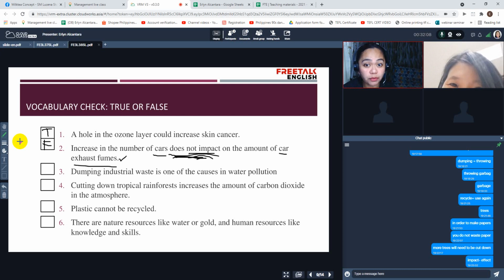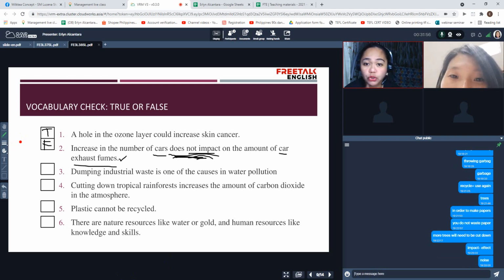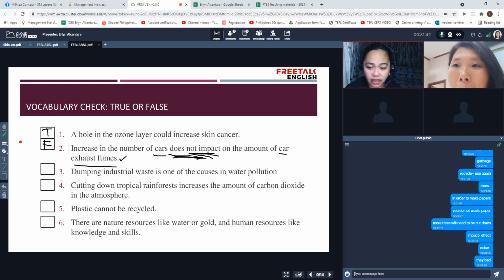Yes, it could be false, because if we have too many cars, any type of cars, they can still cause pollution. You know what kind of pollution? Too many cars can cause noise pollution. Even if it is an electric car, even if it is a gas car, they can still cause pollution. So they are still bad. Alright, very good. Let's go to number 3.